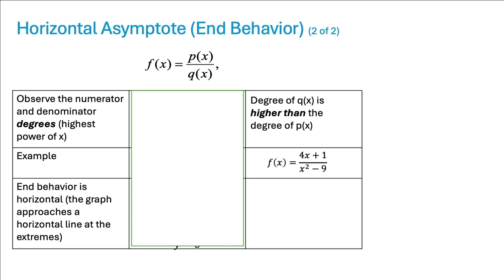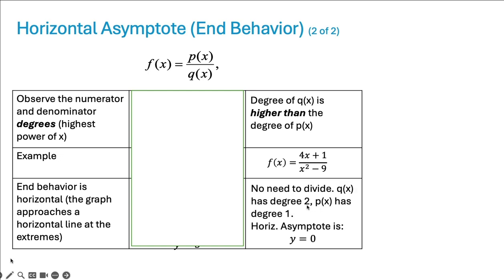An example of that would be f of x equals 4x plus 1 divided by x squared minus 9. The degree of the denominator is 2. The degree of the numerator is 1. So there's no need to divide here. This is actually easier because when the degree of the denominator is bigger, all we have to do is say, okay, it has a horizontal asymptote of y equals 0, which is basically the x-axis. That horizontal asymptote is telling us what's happening towards the very ends of the function.